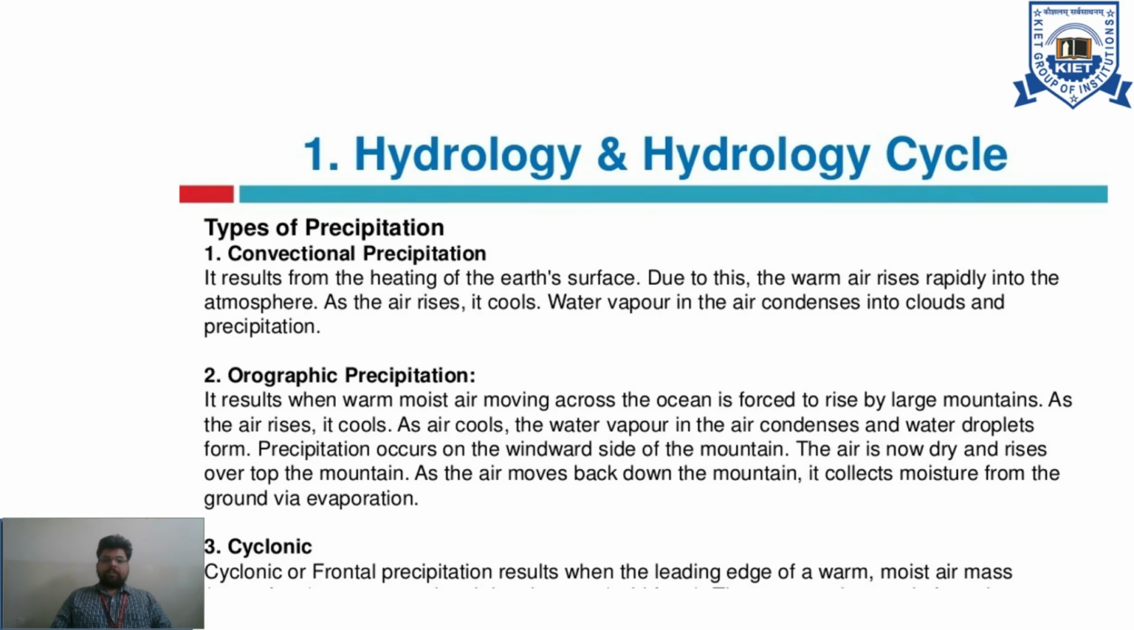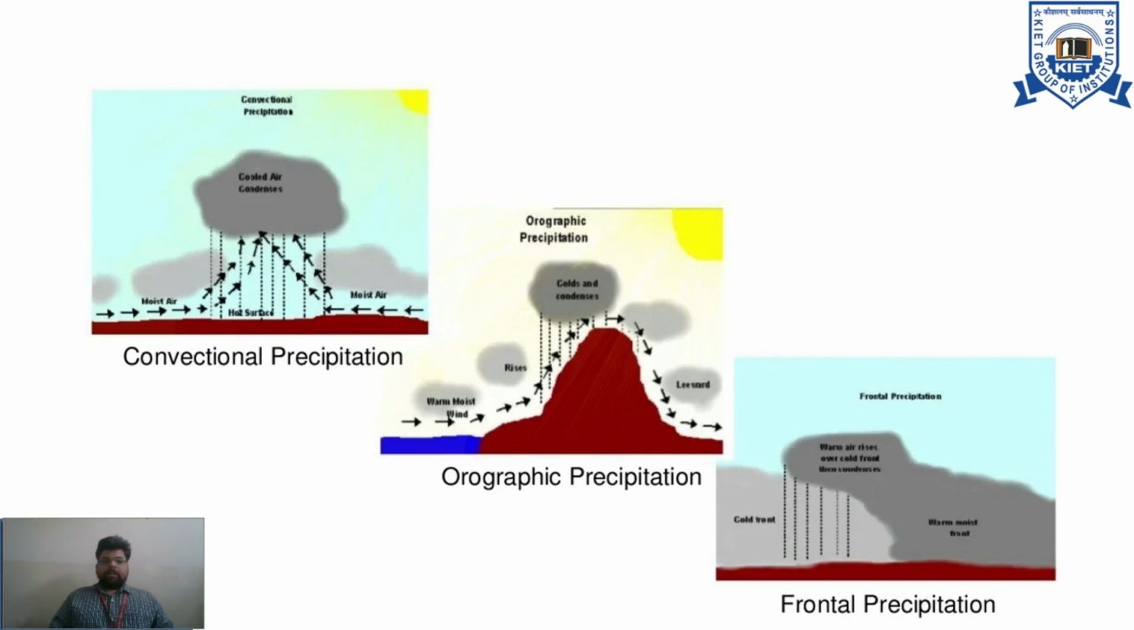Last one is the cyclonic precipitation, also called the frontal precipitation, which results when the leading edge of the warm moist air mass collides with the cold mass. As we can see in the diagram, the conventional precipitation, orographic precipitation, and the frontal precipitation. Conventional precipitation is the one when the moist air mass comes in contact with the hot surface. The air mass gets lightened and it rises upwards. As it moves upward due to the height difference or the temperature difference, the air mass gets cooled and the vapor present in the clouds is condensed and the precipitation happens.